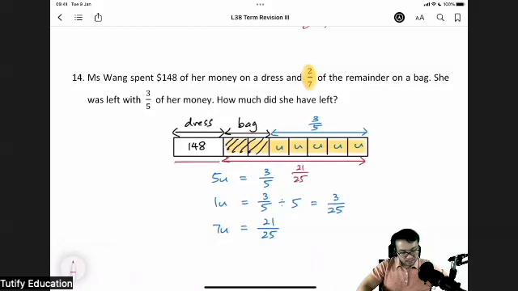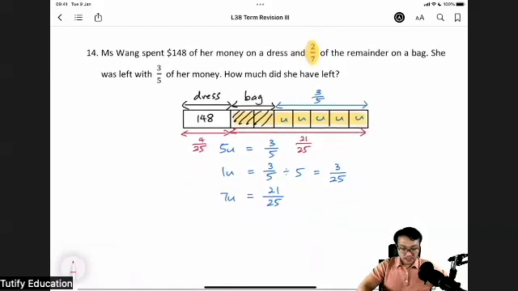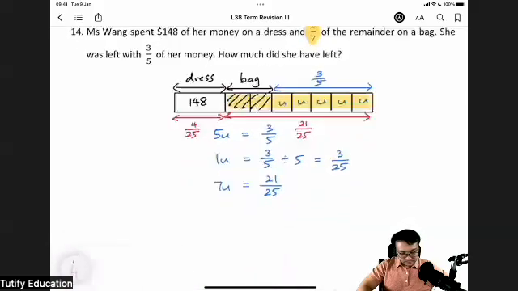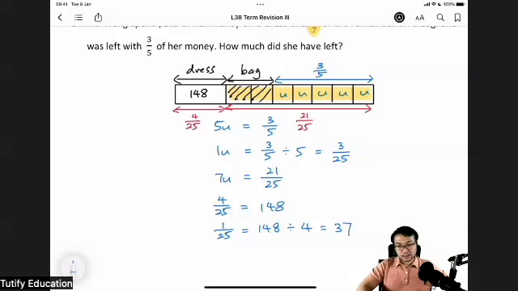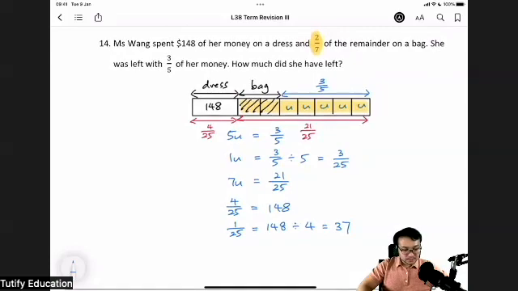So can you tell me what fraction is this $148 representing? 4 units. Yes, 4 out of 25. So do 148 divided by 4. So now you know that 4 out of 25 equals 148. 1 out of 25, you just need to divide it by 4. So if you divide it by 4, you get 37. Okay, we get 37. And the question is asking how much money?